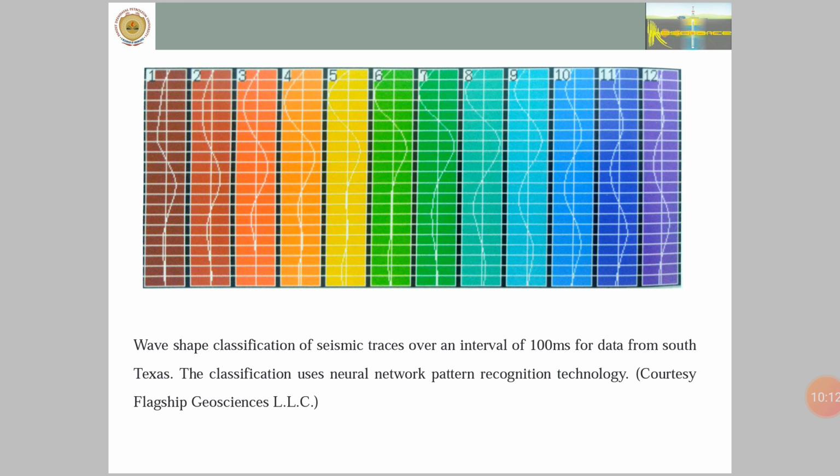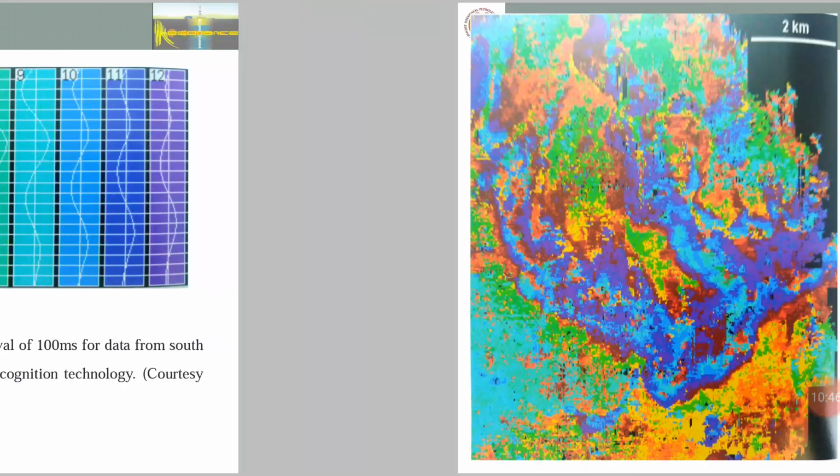The classification uses neural network pattern recognition technology in order to understand where there is a peak and where there is a trough. You can see that the peaks which were there on the left have gone and made it into a trough at 10, 11 and 12. So that is an indication that there is a polarity reversal. A polarity reversal talks about the presence of gas. So this attribute is mostly utilized for understanding the gas presence.